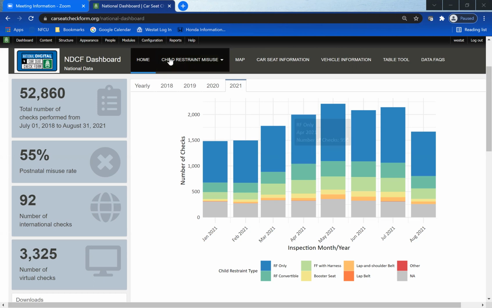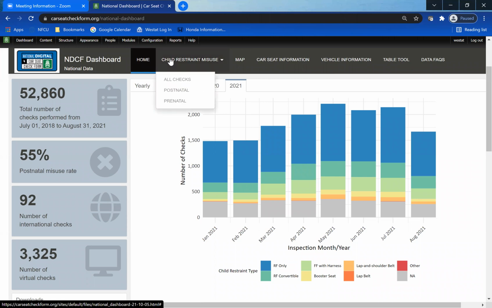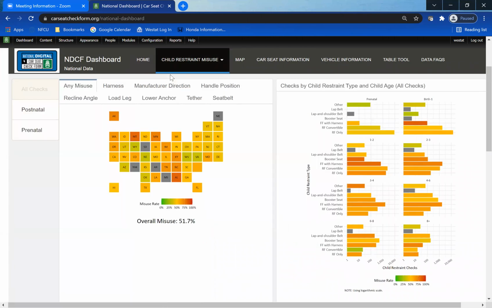Let's take a look at the car seat misuse page. This map depicts misuse by state. On this map, you can select different types of misuse. This map is currently depicting any misuse among all types of car seat checks.